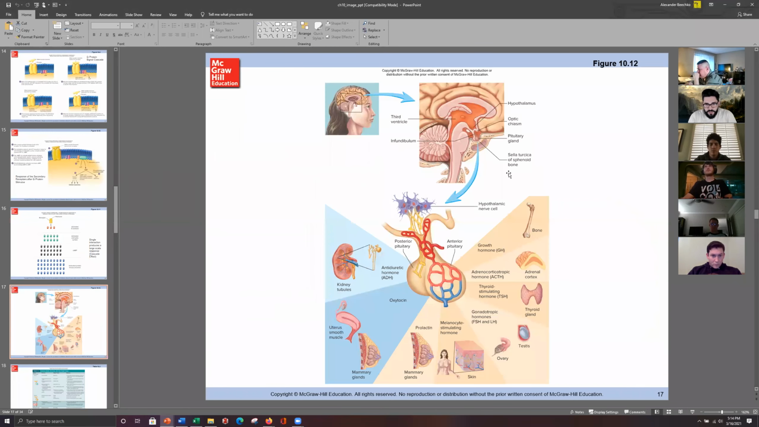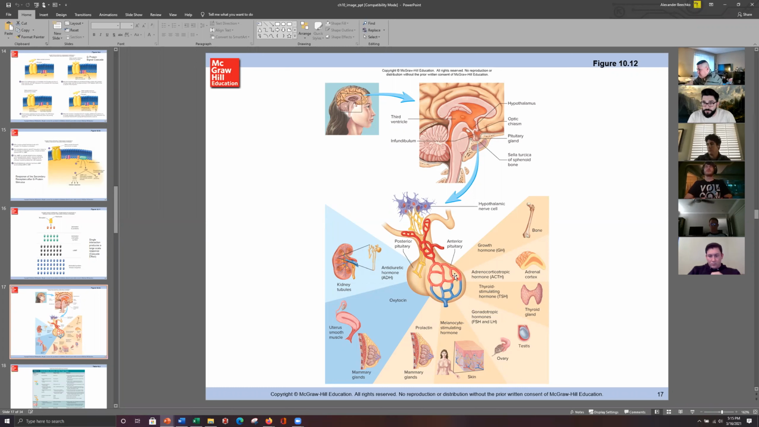All right, so let's talk a little bit about some of the various hormones that are released by the pituitary gland, and they also are produced by the anterior pituitary gland as well. So each of these ones in this taupe colored background area over here, we have things like growth hormone, adrenocorticotropic hormone, thyroid stimulating hormone, gonadotropic hormones, melanocyte stimulating hormone, and prolactin.